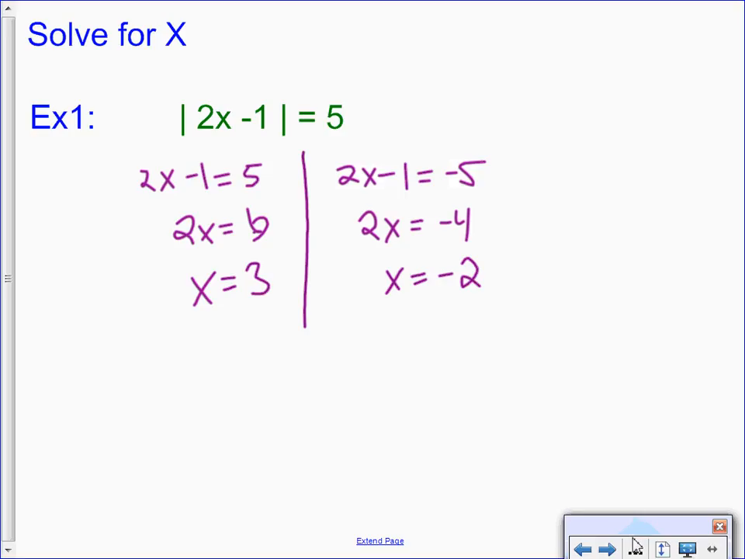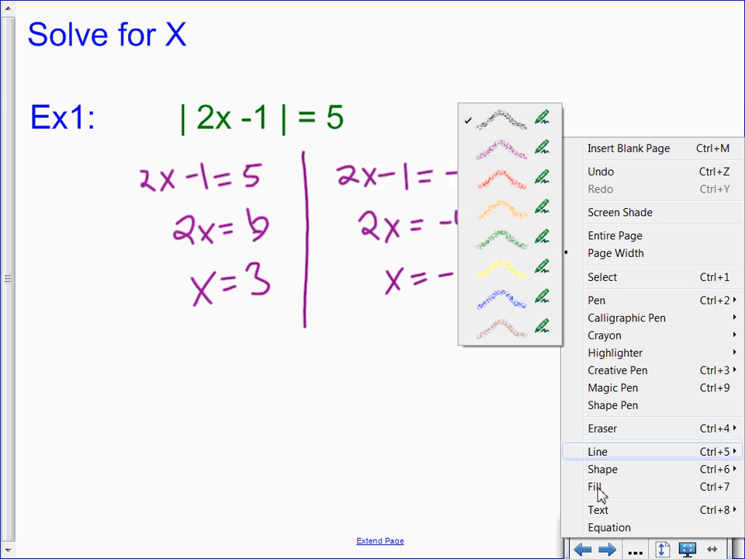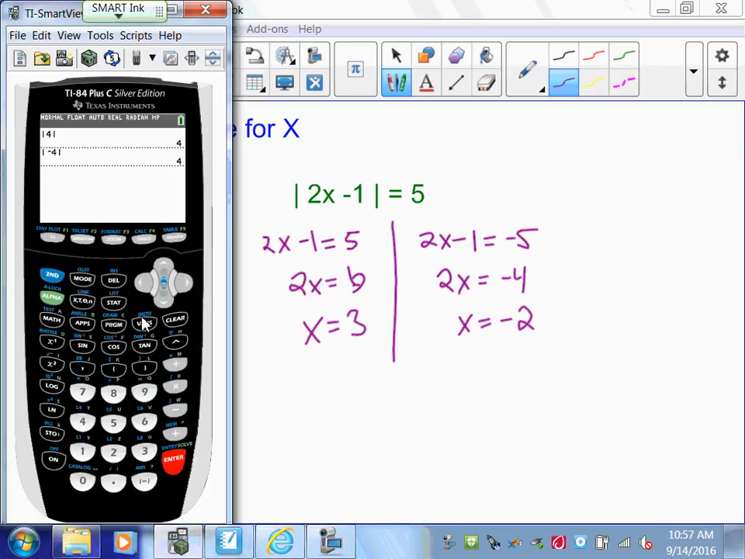Now, I know this is trivial, but I do want you to check your answers as you go along. This problem isn't so bad, so this is a good one to practice our checking. We're going to store the 3 in the X button. So you just hit 3, store, X, enter. It stores the 3.